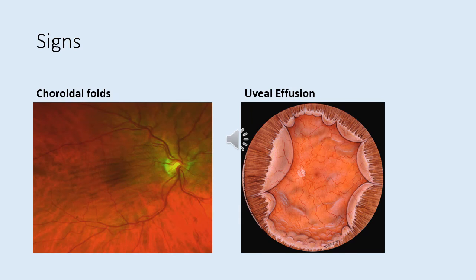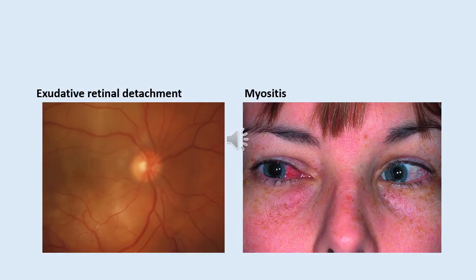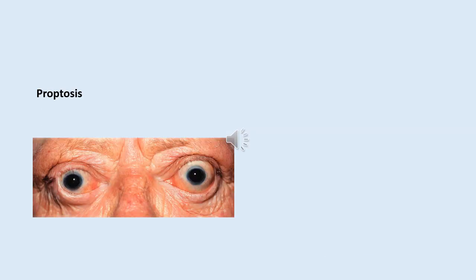The signs of posterior scleritis may involve choroidal folds, uveal effusion, and choroidal detachment. Other signs are myositis, disc swelling, and exudative retinal detachment. Also, posterior scleritis may cause proptosis.